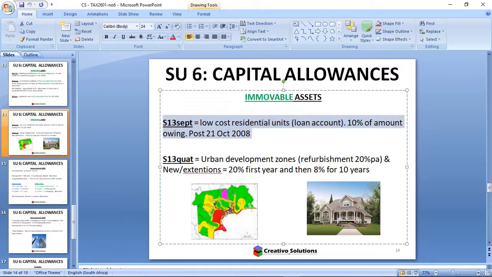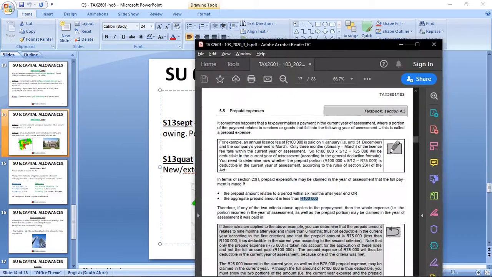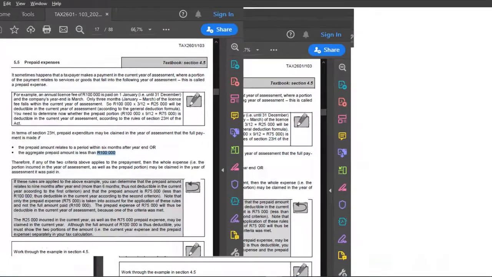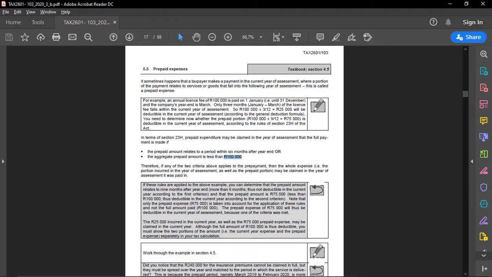Okay, in terms of the loan account, 10% of the amount owing, post 21st October 2008. Okay, well, there's no problem with that because the date is obviously later on. Right, but we need to look at this whole idea of a loan account. So I just want to show you an example so you guys can understand this concept in more detail.